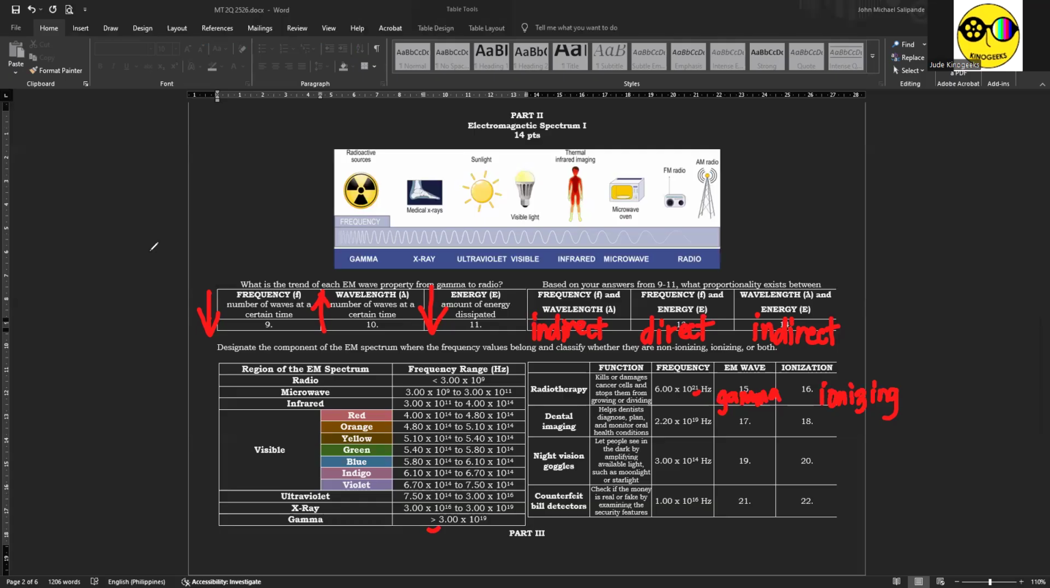Dental imaging helps dentists diagnose, plan, and monitor oral health conditions, where the frequency is 2.20 times 10 raised to 19 hertz. This one belongs to X-ray, because X-ray encompasses 3 times 10 to the power of 16 to 3 times 10 to the power of 19. And the coefficient 2.20 is less than 3, so therefore it belongs to X-ray. And just like radiotherapy, X-ray can also penetrate barriers or disintegrate bonds. Therefore, X-ray is considered ionizing.